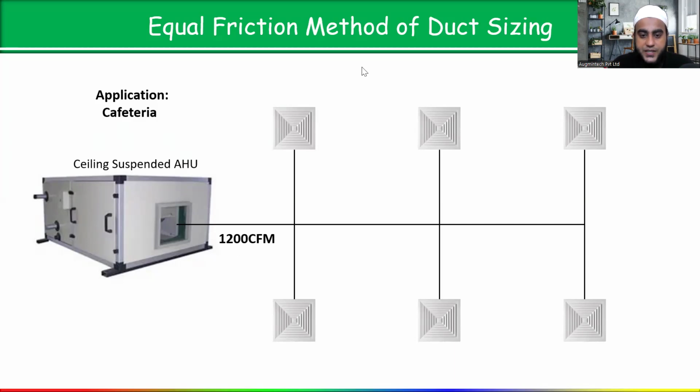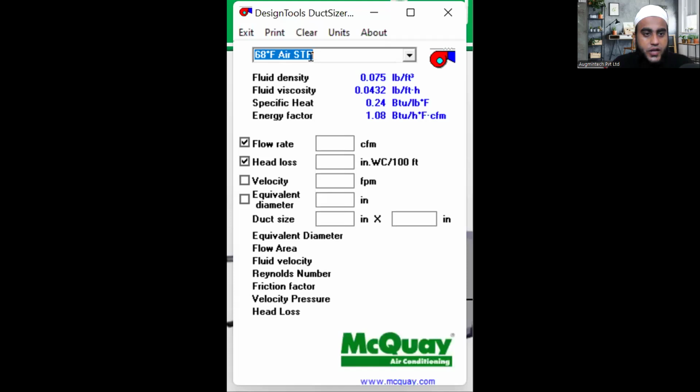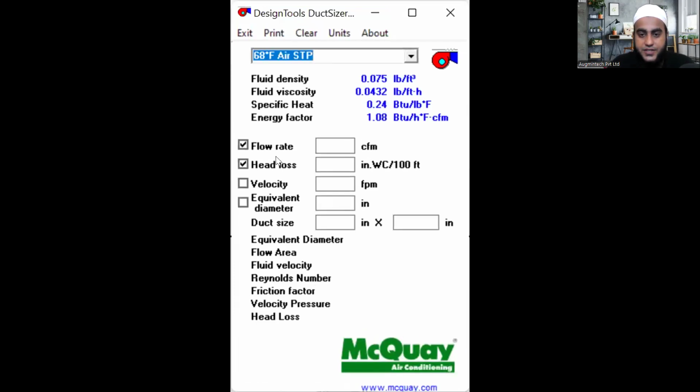So here, just open your MEP duct sizer software. Let me know, all of you, if the software is visible. Yes, please give me a message in the chat box. Okay. So this is your software. So how much CFM? 1200 CFM.